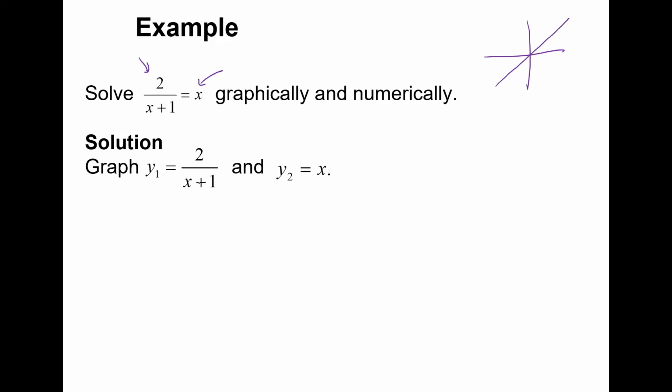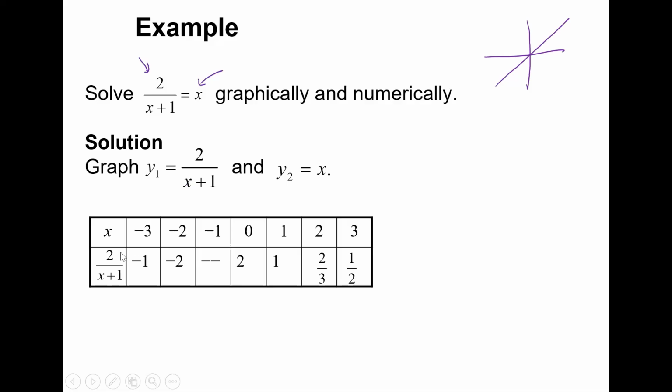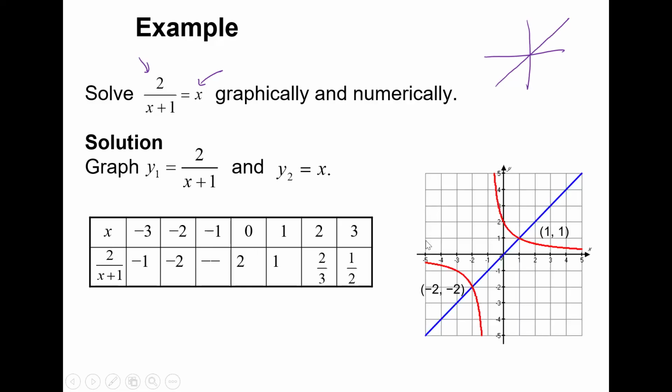Now, basically, we have to figure out what this one is. So we're going to plug in some values for x here. If we plug in a minus 3, we end up with a 1. And if we plug in a minus 2, we get a minus 2. If we plug in 0, we get 2. If we plug in 1, we get 2/3. And if we plug in 3, we get 1/2. So that's kind of how we get that. And so we'll plot these values and we get the red for that.